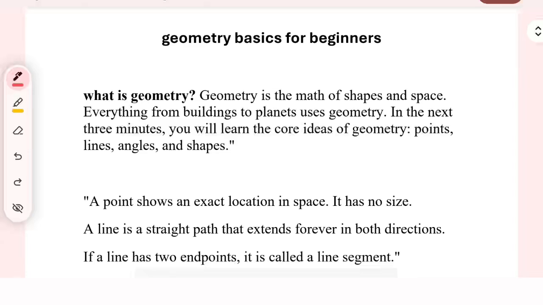Right, for those wondering what geometry really is, this short video is for you. So what is geometry? Geometry is the math of shapes and space. Everything from buildings to planets uses geometry. In the next few minutes, around 3 minutes, you will learn the core ideas of geometry: points, lines, angles, and shapes.